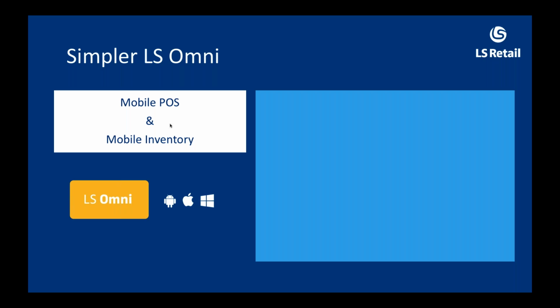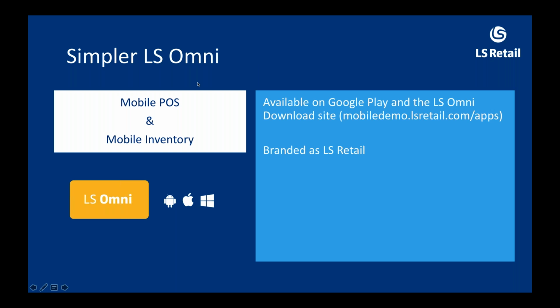And speaking of the sales associate-facing solutions, let's move over to the mobile POS and our mobile inventory solutions and see what we are changing there. Now, what we are effectively doing there is that we are branding them as LS Retail and making them as publicly available as we possibly can. Now this means that the apps are available on Google Play for Android, and they are also available on our LS Omni download site for, yes, Android and iOS as well.